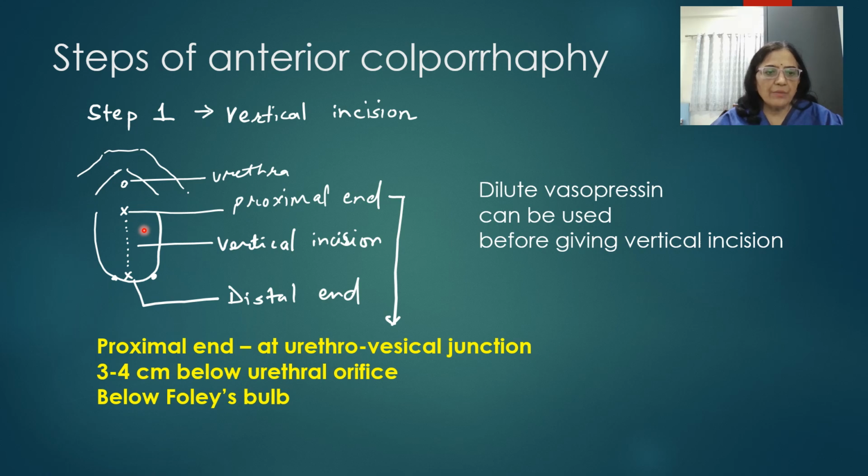So in that case, if brisk hemorrhage starts, then it is difficult sometimes to control the bleeding, and that is why dilute vasopressin can be used before giving this vertical incision. 20 units of the vasopressin is added to 50 to 100 ml of normal saline, and then it is instilled at the midline as well as laterally.